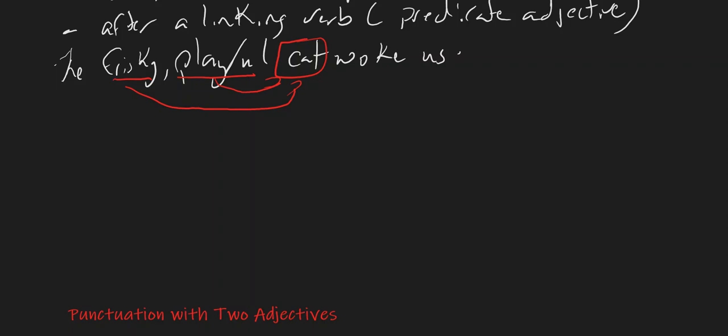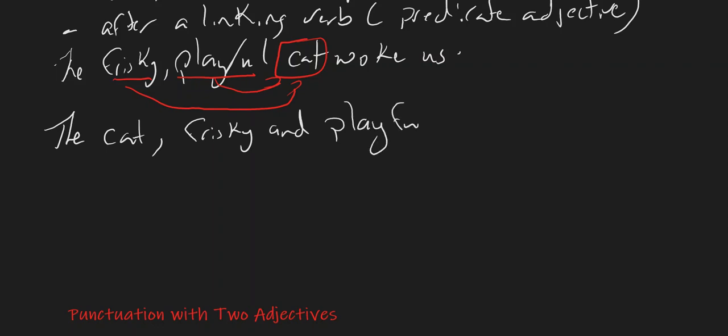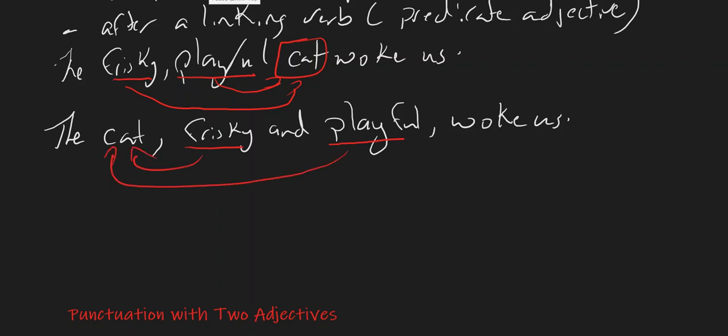Similarly, it can appear also after the noun it's modifying. For example, you can say the cat, comma, frisky and playful walkers. In this case, the adjectives frisky and playful follow the noun they modify, which precedes them.